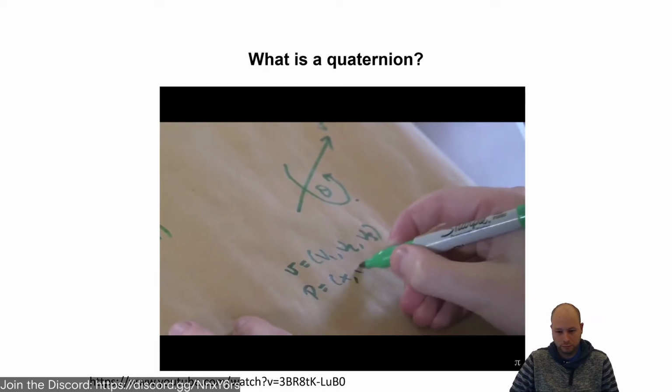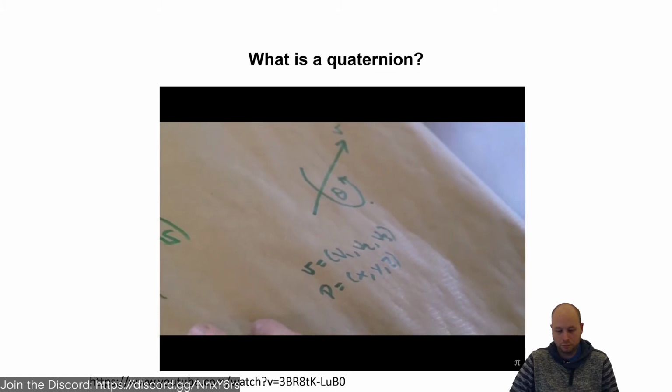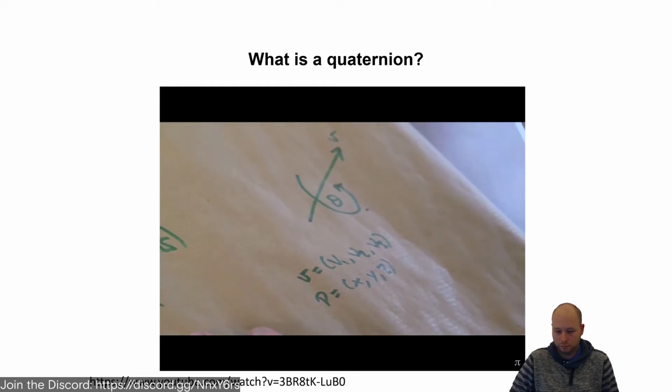and that's just x, y, and z for that point in 3 dimensions. This is how things work. But now we're going to rotate it using a quaternion. What does a quaternion look like?